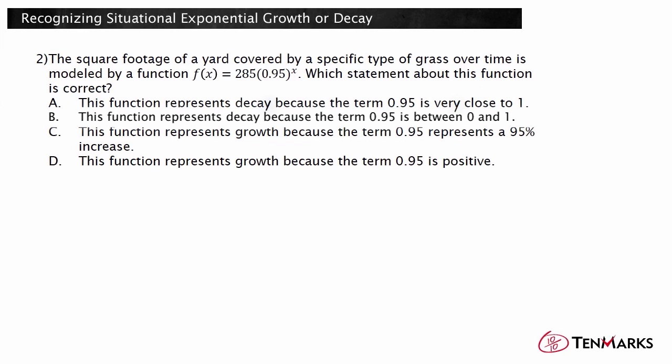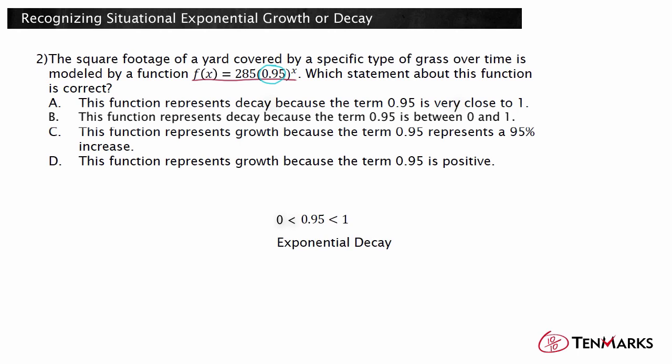To determine whether this situation represents exponential growth or decay, look at the equation of the function. What value is being raised to the variable exponent? The value 0.95 is being raised to the x power. Since 0.95 is between 0 and 1, this situation represents exponential decay.